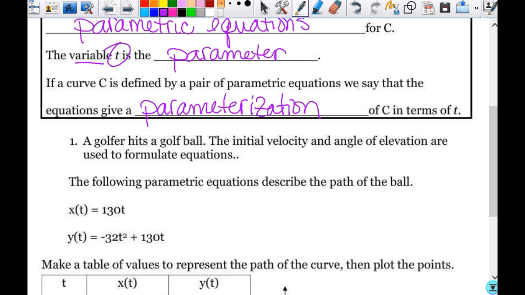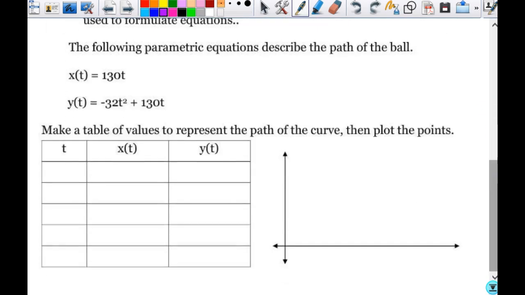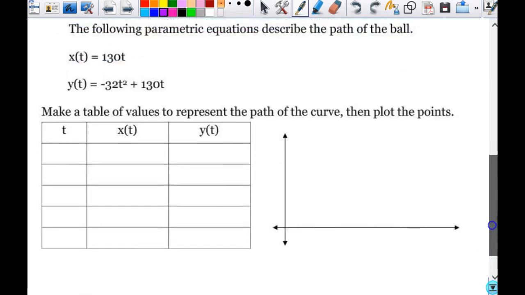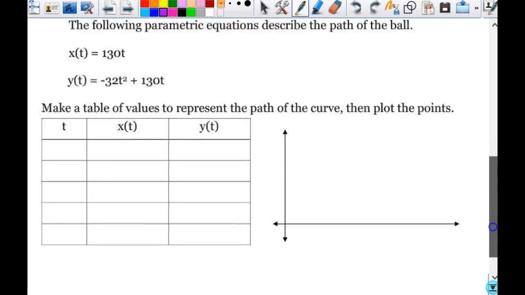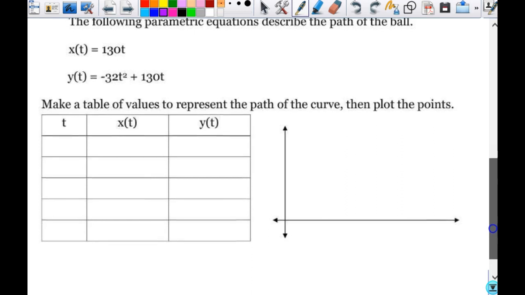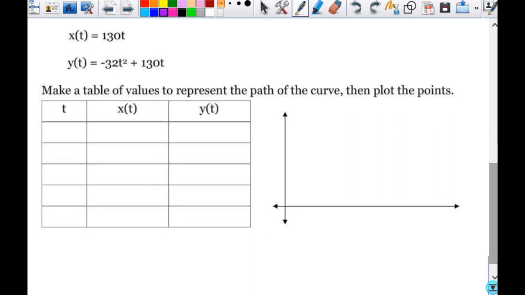All right, so let's look at what happens here. A golfer hits a golf ball. The initial velocity and angle of elevation are the things that we would have to know to create the equations. We're not going to create them today. They're going to be given to us. We're going to look at how to graph them and how to make them into the rectangular form. It says the following parametric equations describe the path of the ball. Make a table of values to represent the path of the curve, then plot the points.